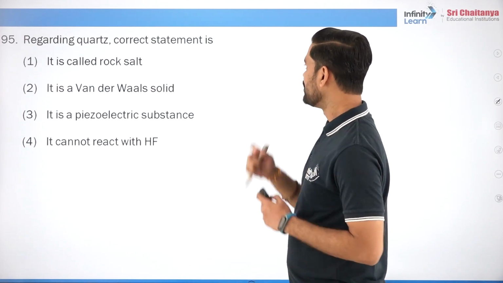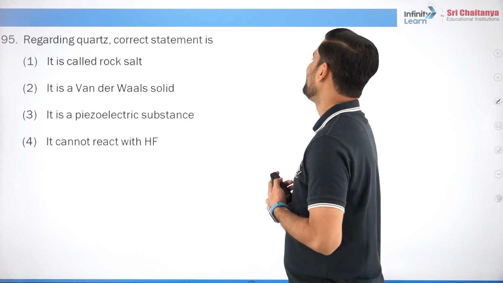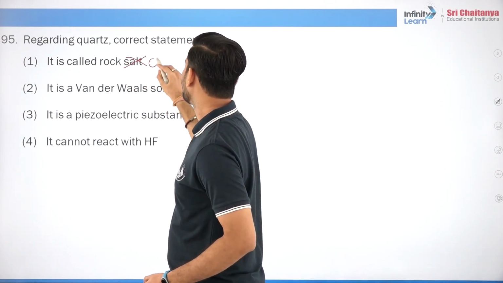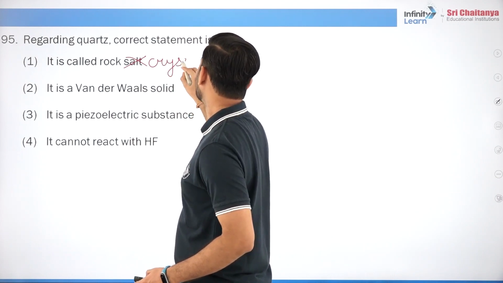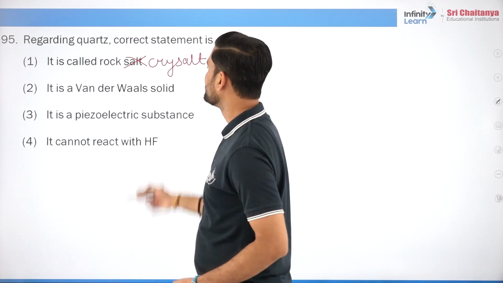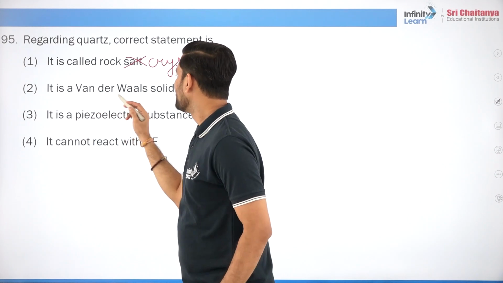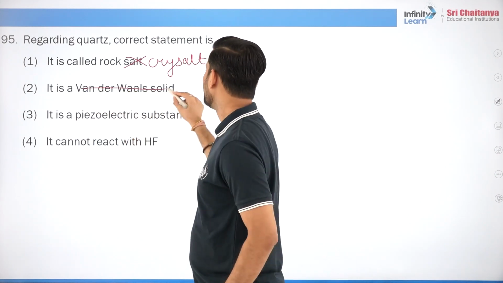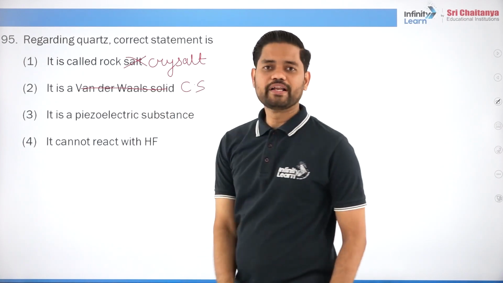95, regarding quartz, the correct statement is, it is called rock salt. No, it is called rock crystal. It is not called salt, it is known as rock crystal. It is a van der Waals solid. Wrong, it is a covalent solid. It is a covalent solid.